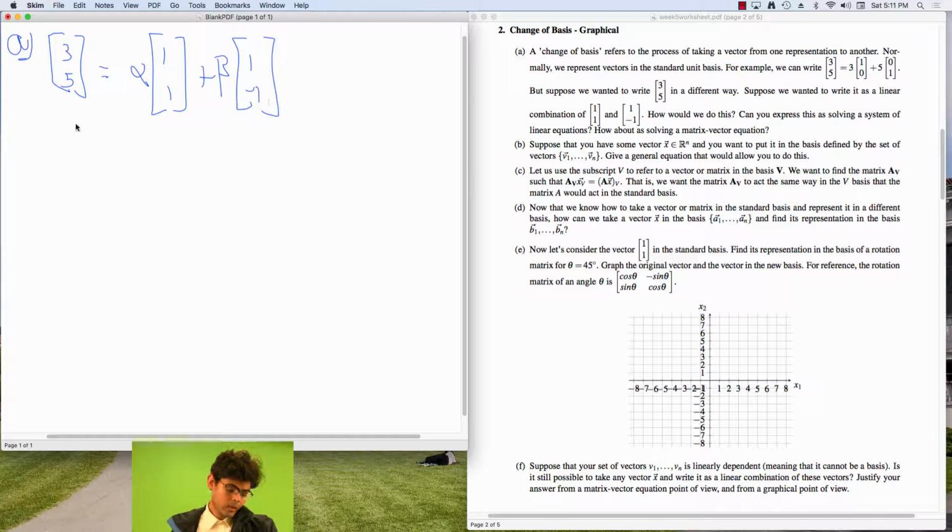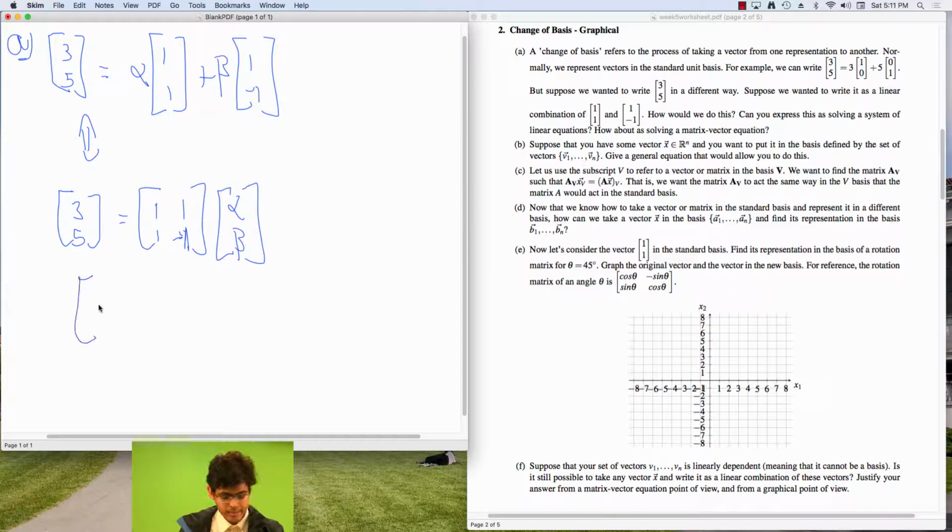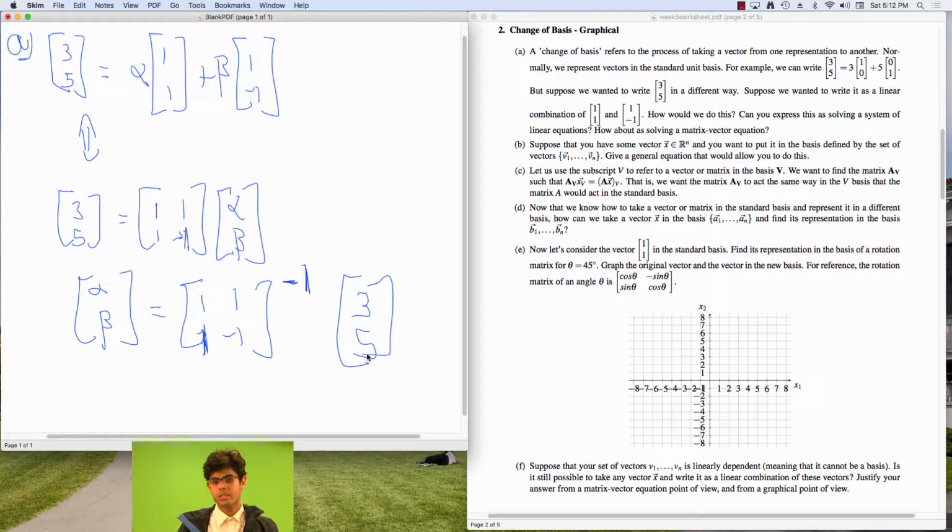And to do that, we can write this as a system of linear equations where (3, 5) is equal to the matrix [1, 1; 1, -1] times a vector (alpha, beta). And so we know that the vector (alpha, beta) has to be equal to this matrix [1, 1; 1, -1] inverse times (3, 5). So all we need to do is solve this system of equations to get alpha and beta. And to solve the system of equations, we multiply by the inverse.